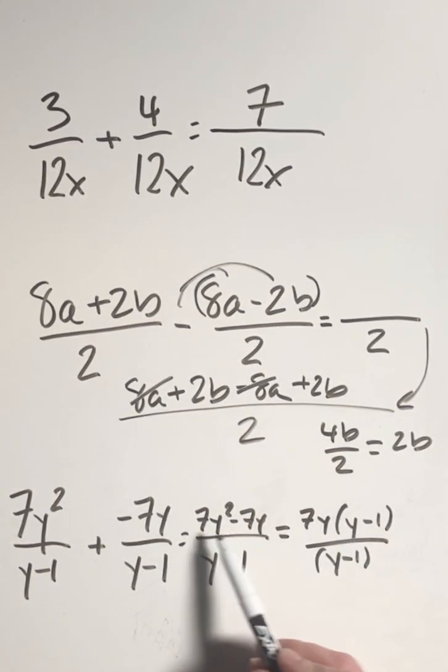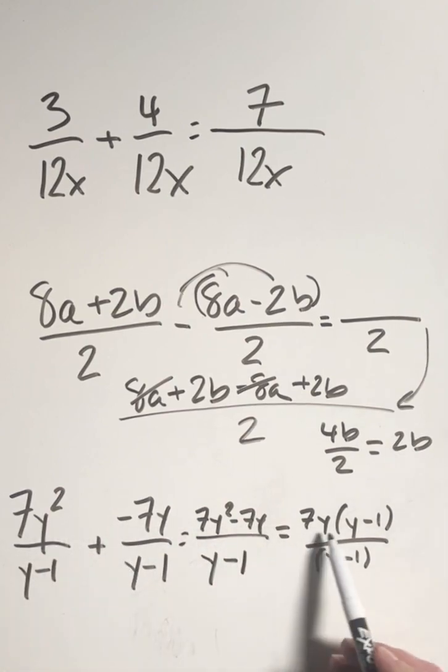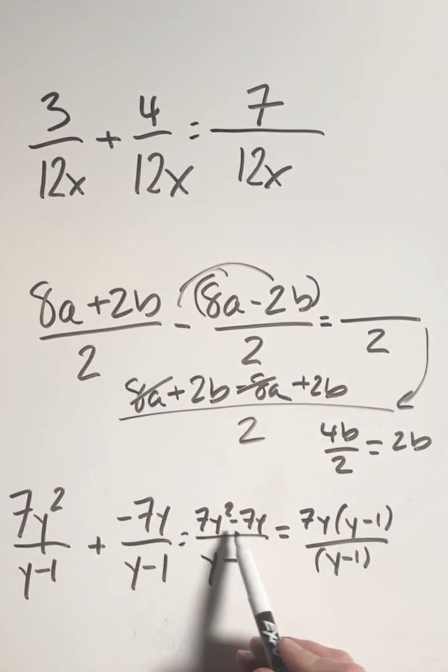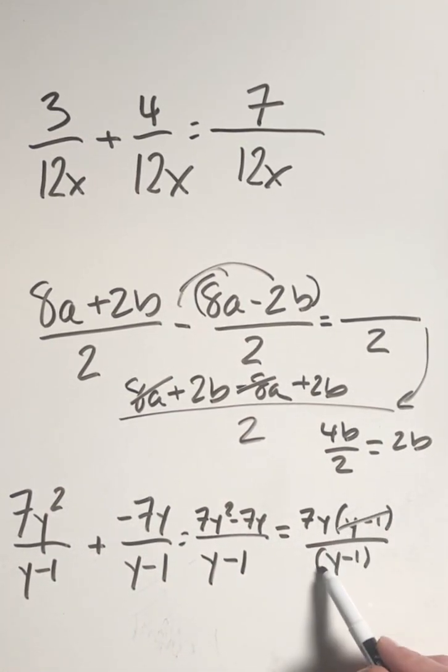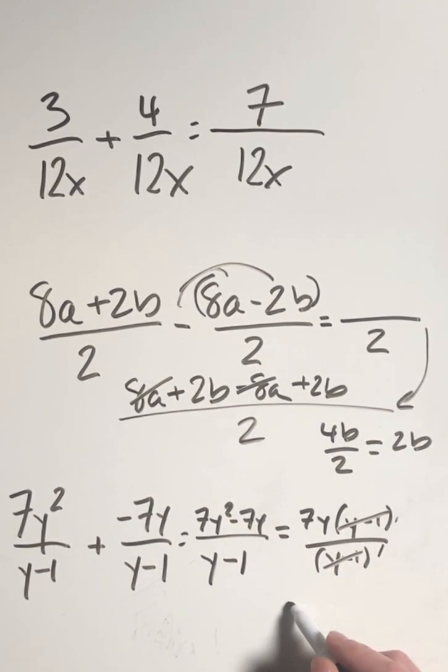Right? 7y times y is 7y squared. 7y times negative 1 is negative 7y. So now my y minus 1's cancel, leaving me with just 7y.